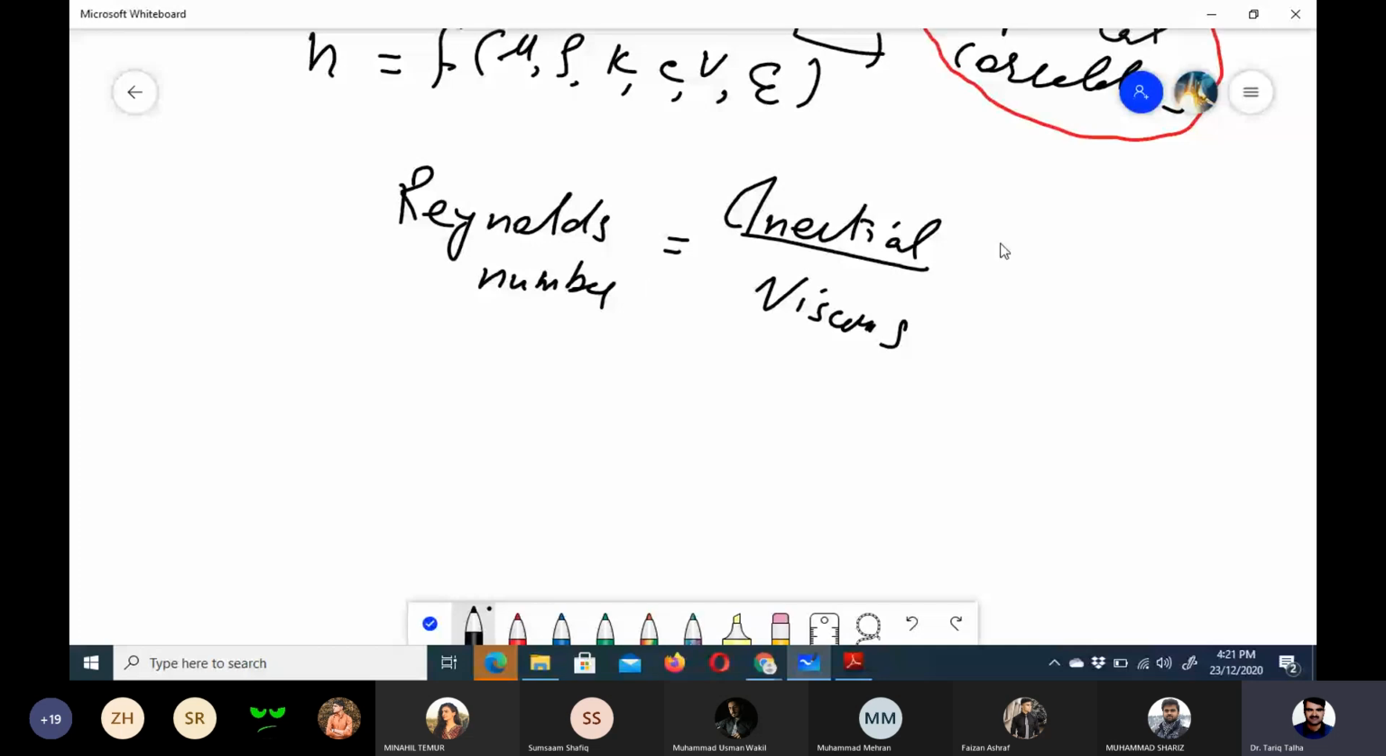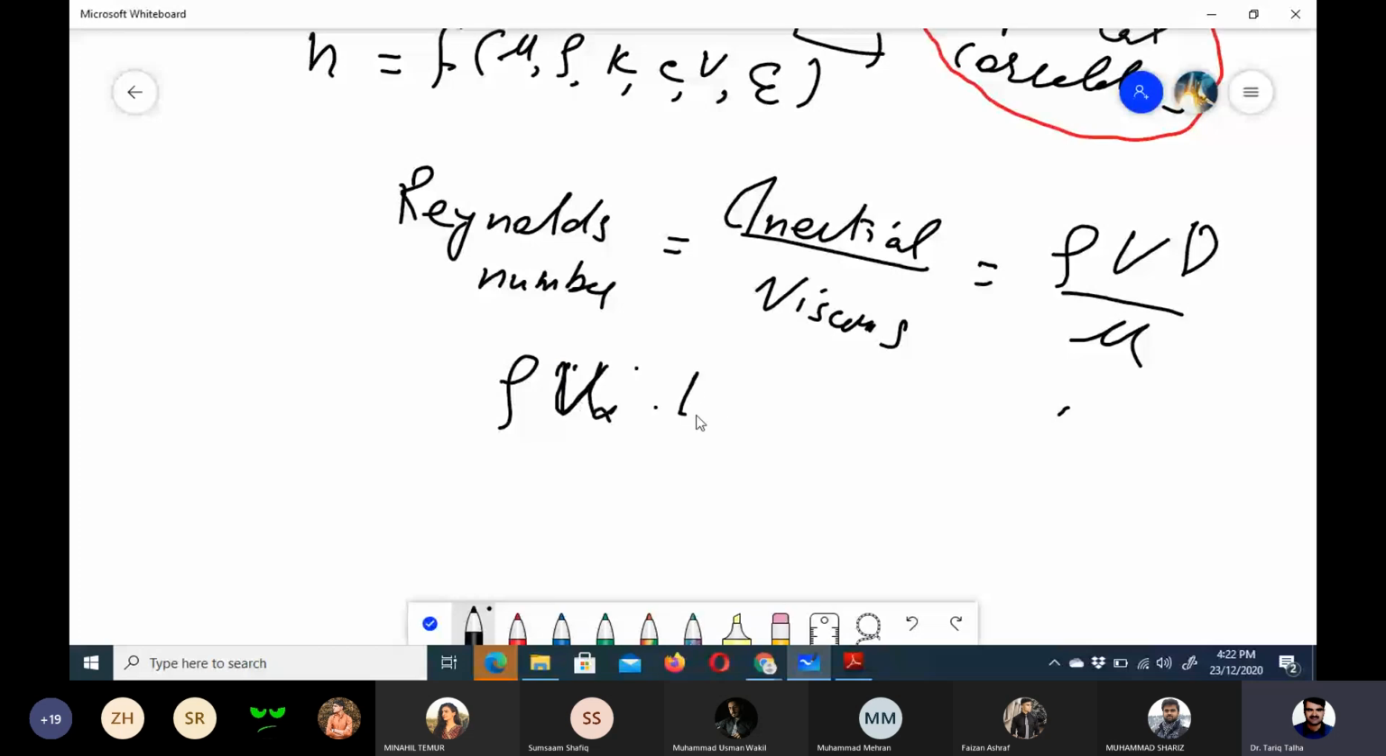So if it is a pipe flow, that formula is rho v d upon mu. But this formula can be different for the external flow. External flow, if we are talking about some flat plate, it would be equal to rho u infinity into the length of the plate divided by mu. Okay? This is the length on which the flow is happening.